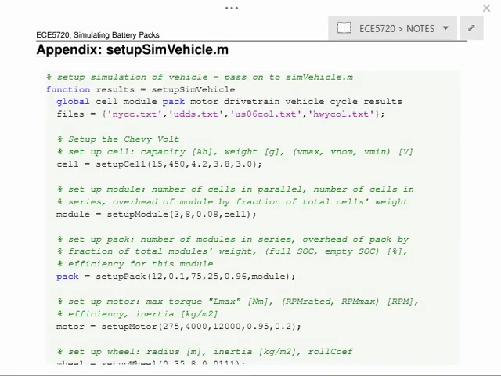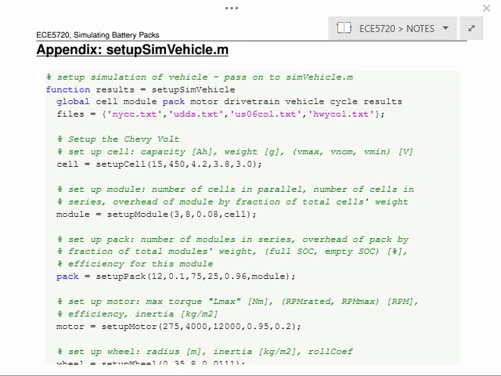I'd like to spend the next few minutes showing you the structure of the code that simulates an electric vehicle. And as we mentioned before, there's two major portions to this. One of them sets up the vehicle, and the other one runs the actual simulation. So the first one is set up some vehicle. It sets up the vehicle and calls the M file that does the simulation itself.